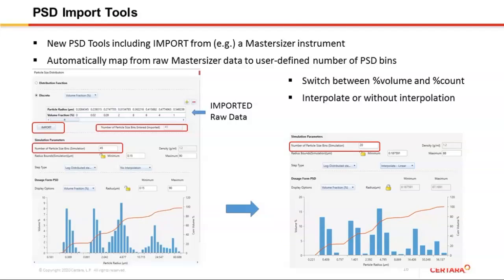And there are a number of options here that you can use, such as choosing what type of distribution, whether it is log distributed, normally distributed, or uniform distribution. And you can also choose to interpolate or not interpolate in terms of bins that may exist between the measured points that you obtain from your measurements. So this is quite a powerful tool for mapping a PSD.